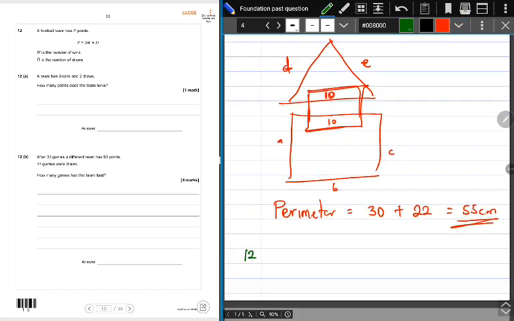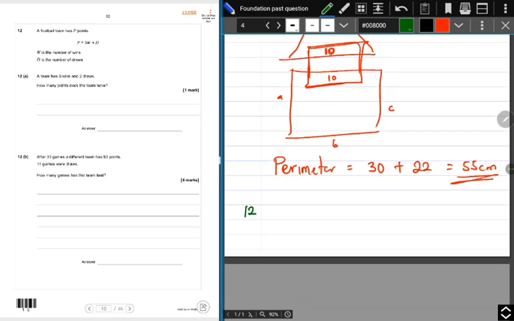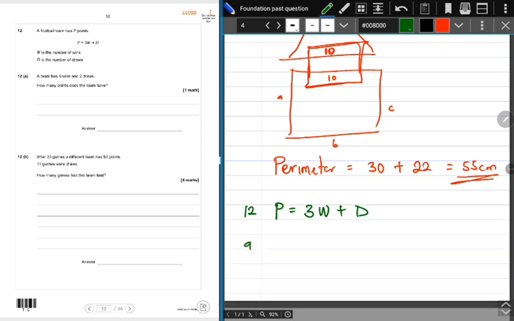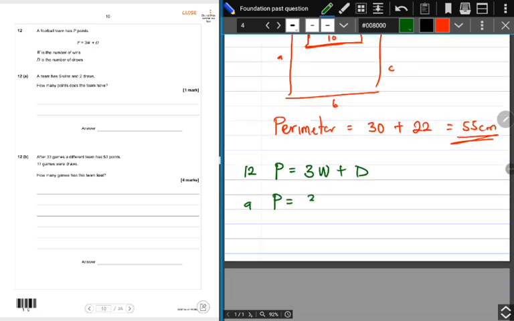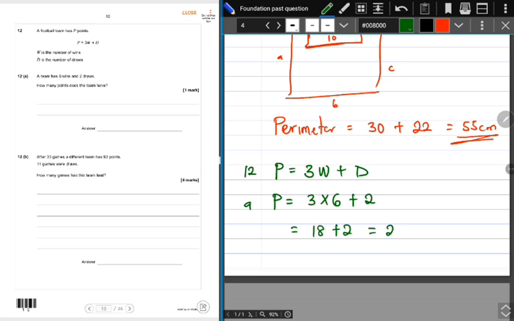Now question 12 says a football team has P points. So this is giving us P equals 3W plus D. That means P stands for the points, W stands for the wins, D stands for the draws. Now question A says a team has 6 wins and 2 draws. How many points does the team have? So this is going to be P equals 3 multiplied by 6 plus 2. So this is going to give us 18 plus 2, which equals 20.